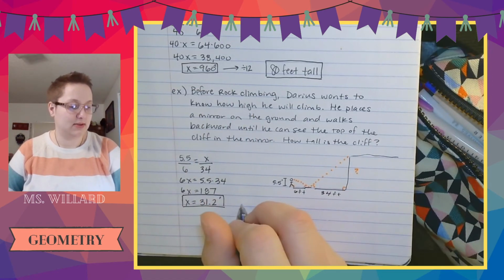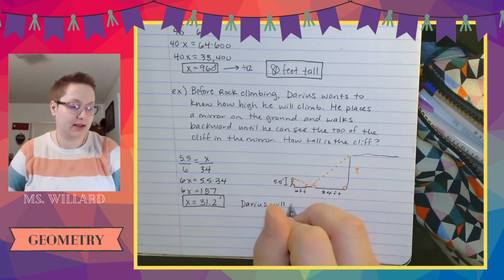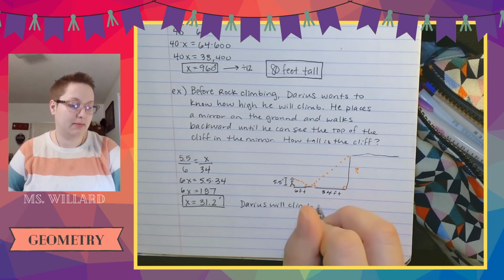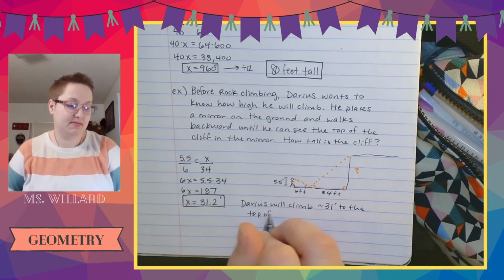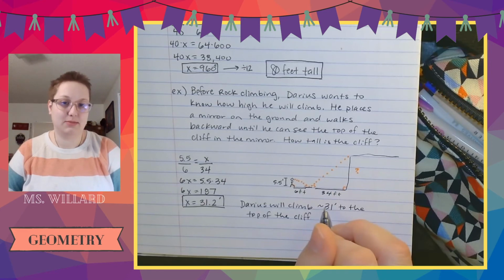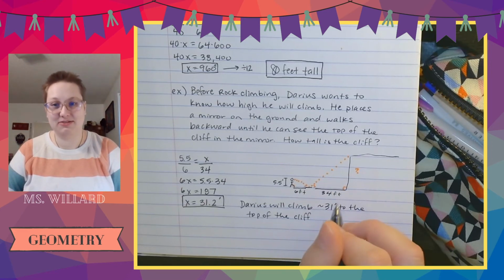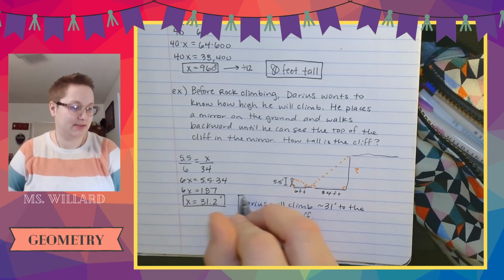So Darius will climb about 31 feet to the top of the cliff. To be honest, I should not have included this symbol. I should have said about, and I shouldn't have included the feet symbol. I should have said feet. That was my bad. It's fine though.